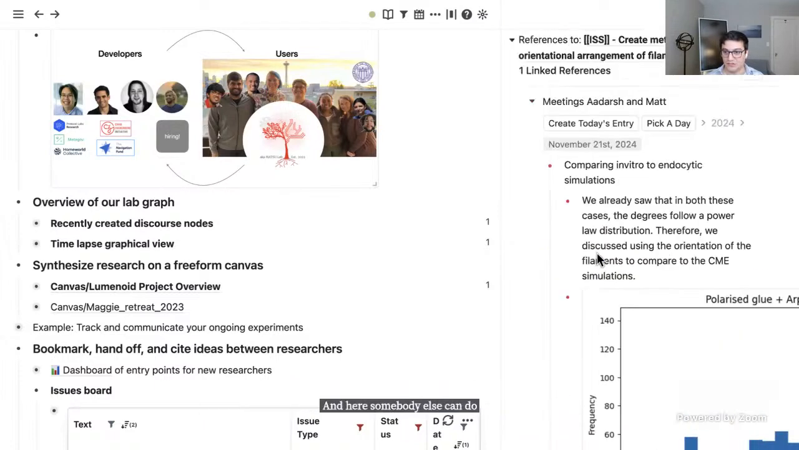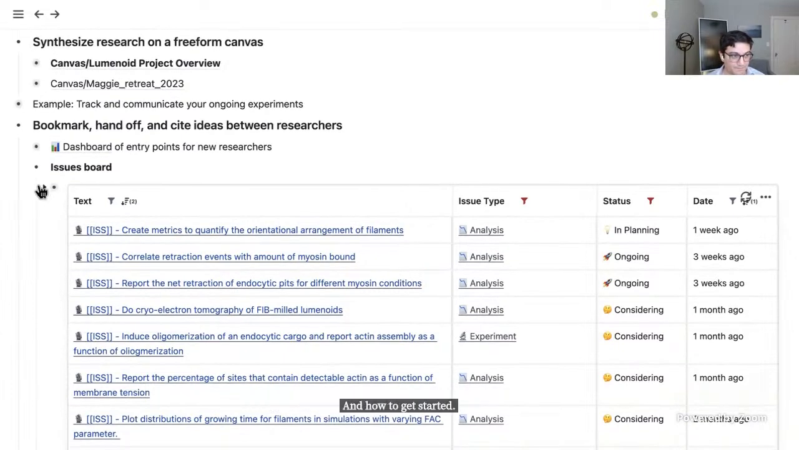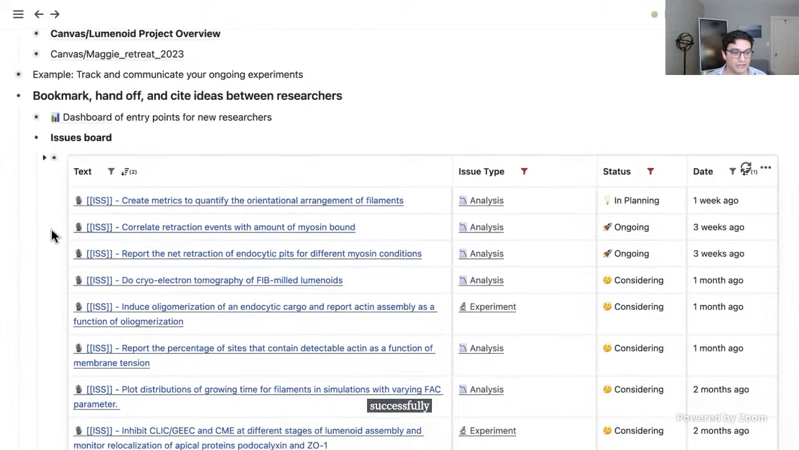And just by reading through the available information in the issue and connected pages, you as a new researcher would be able to get up to speed on why you would be doing something, who you should talk to, and how to get started. So we've used this issues board successfully with a couple of undergraduates as ways to start their projects.